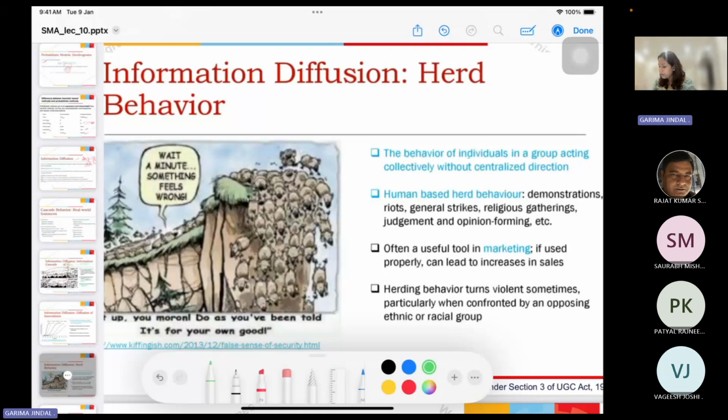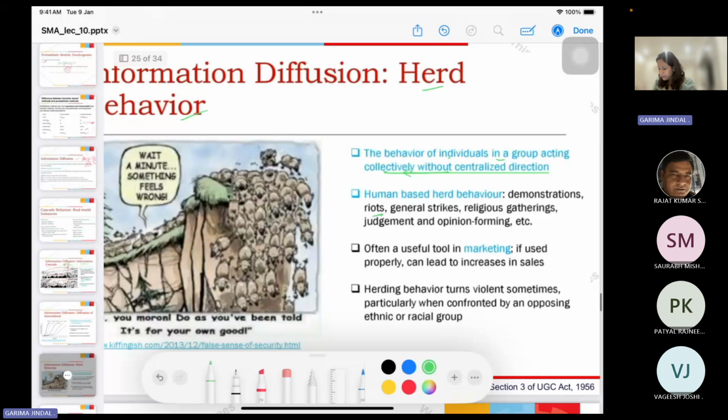The behavior of individuals in a group acting collectively without centralized direction is called herd behavior. Human-based herd behavior is demonstrated in riots, general strikes, and religious gatherings. These are some examples of herd behavior, because your friends are participating in a certain strike, you will also go and maybe participate in that strike.